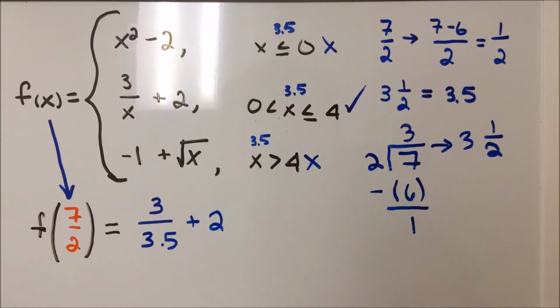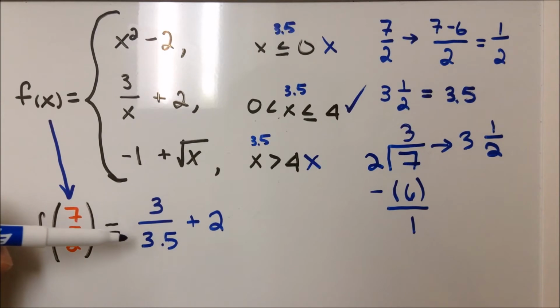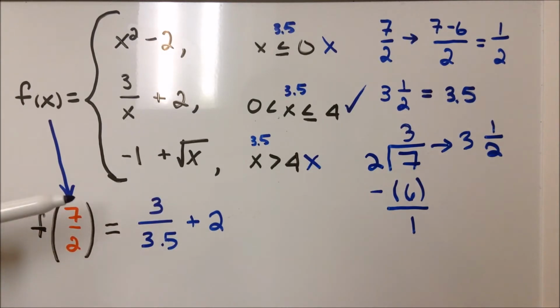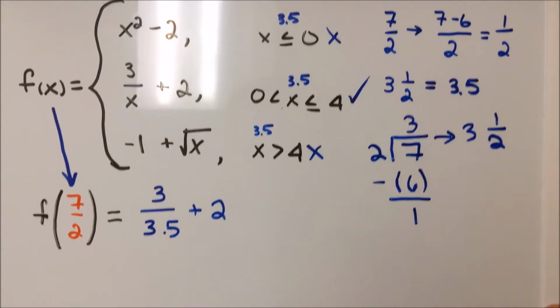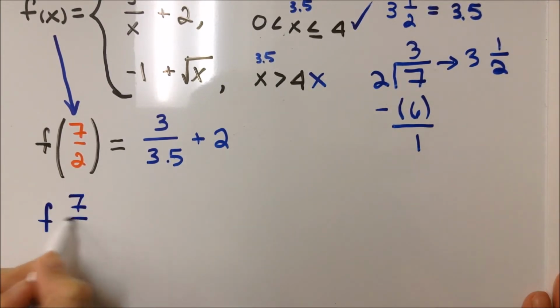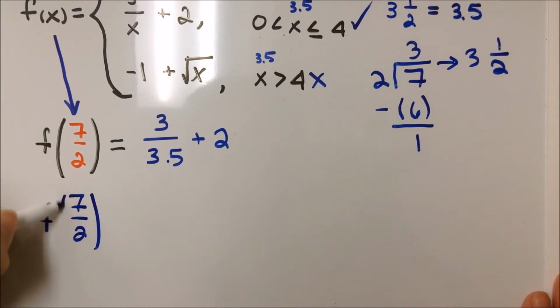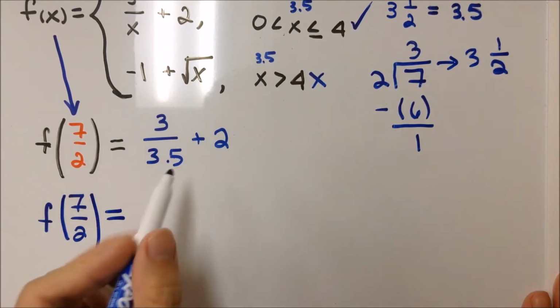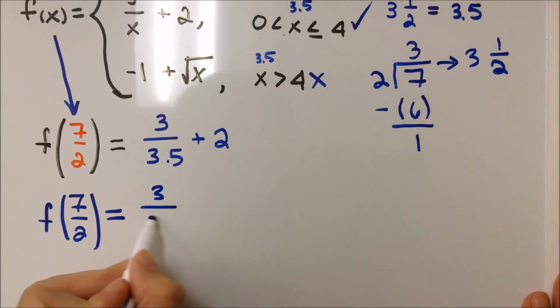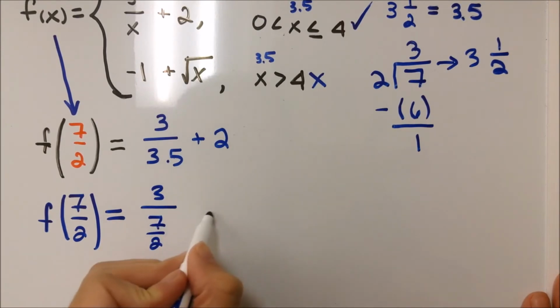Now, the reason I don't want to use a decimal is because since you have a whole number divided by a decimal, well, that's going to give you a decimal, and if you don't have a calculator to calculate this, it's going to be a lot more work to do. So instead, let's say we use 7 halves. So I'll move this up a bit. So f of 7 halves, instead of 3.5, I'm going to use 7 halves. So 3 over 7 halves plus 2.